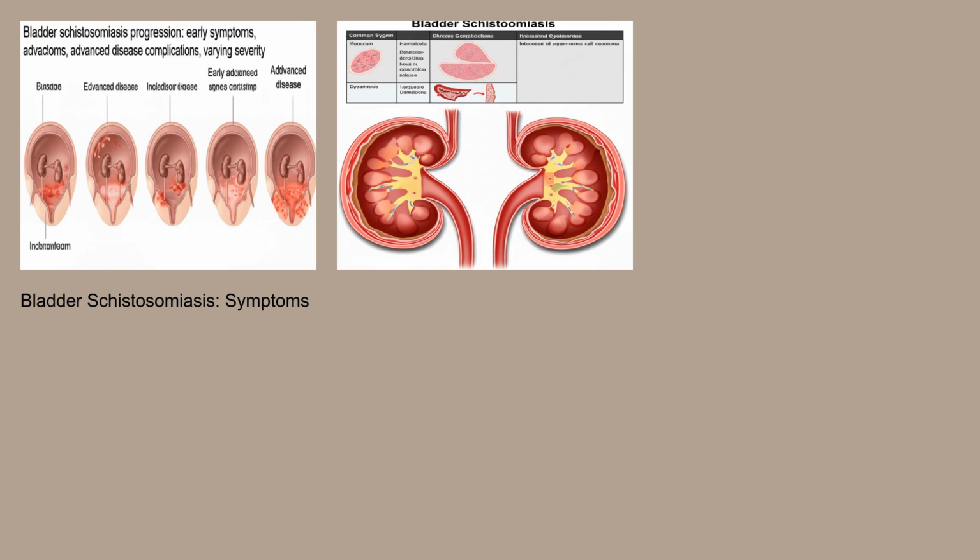The symptoms of bladder schistosomiasis can vary depending on the severity and duration of the infection. One of the most common signs is hematuria, or blood in the urine. Individuals may also experience painful urination, frequent urination, and abdominal pain. In chronic cases, the infection can lead to more serious complications, such as bladder cancer, hydronephrosis, swelling of the kidneys due to urine backup, and impaired kidney function.